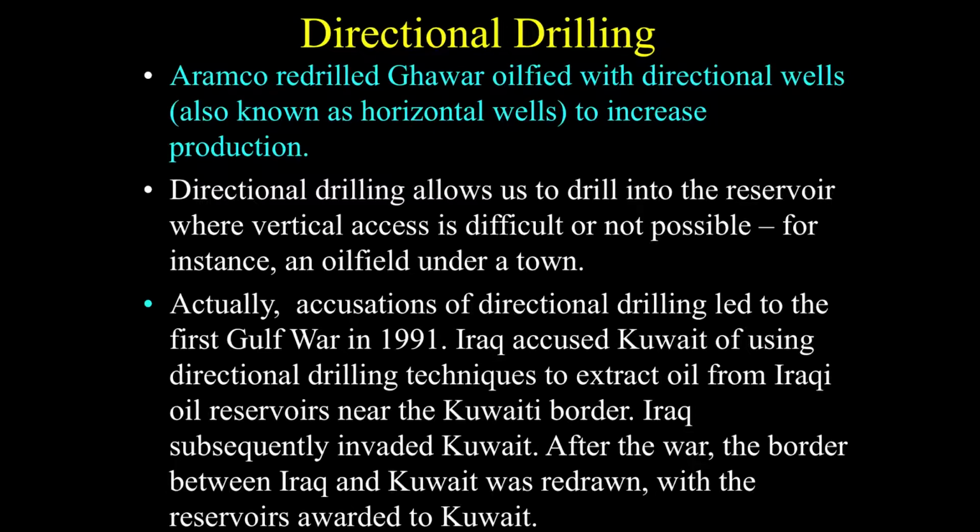Actually, accusations of directional drilling led to the first Gulf War in 1991. Iraq accused Kuwait of using directional drilling techniques to extract oil from Iraqi oil reservoirs near the Kuwaiti border. Iraq subsequently invaded Kuwait. After the war, the border between Iraq and Kuwait was redrawn, with the reservoirs awarded to Kuwait.